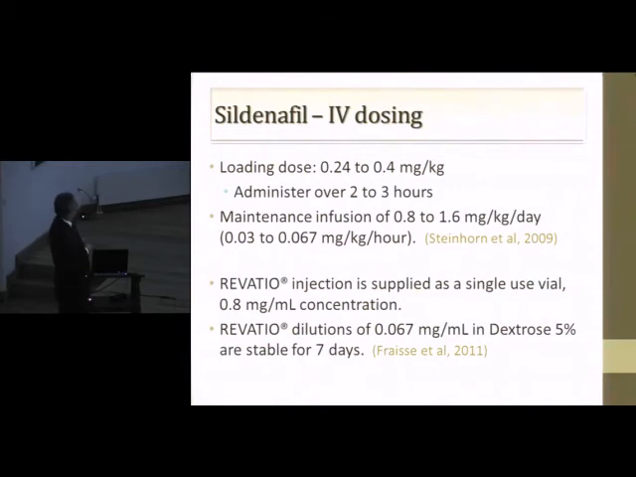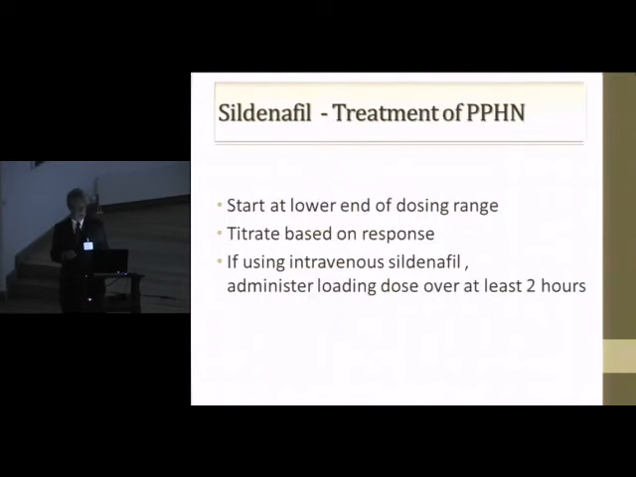Revatio is the drug manufactured now that comes in a single-use vial, and a paper just published shows that you can actually dilute it in D5 and it's stable for 7 days, so you at least can diminish the cost by having a compounded dilution. So start at the lower end of the dosing range, titrate based on response, and if you're using the IV form, administer the loading dose over at least 2 hours.